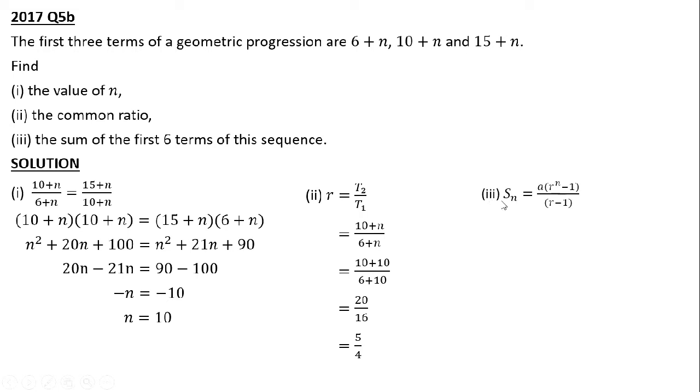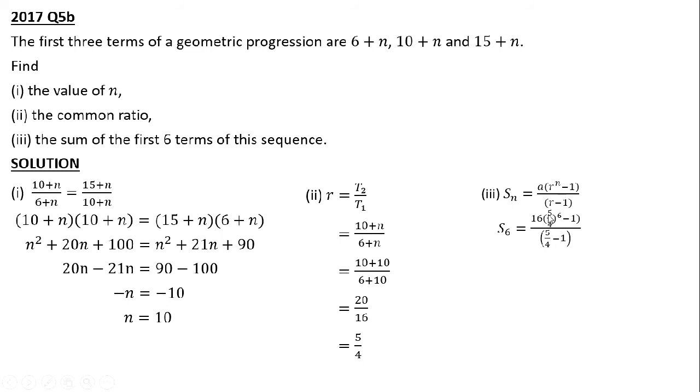Sum of the nth term is equal to a, open your brackets, r to the power n minus 1, close your bracket, divided by r minus 1. Find the sum of the first 6 terms. Where there's n, we'll replace a 6. Where there's a, we'll replace the 16. And where there's r, we are going to replace our 5 over 4.